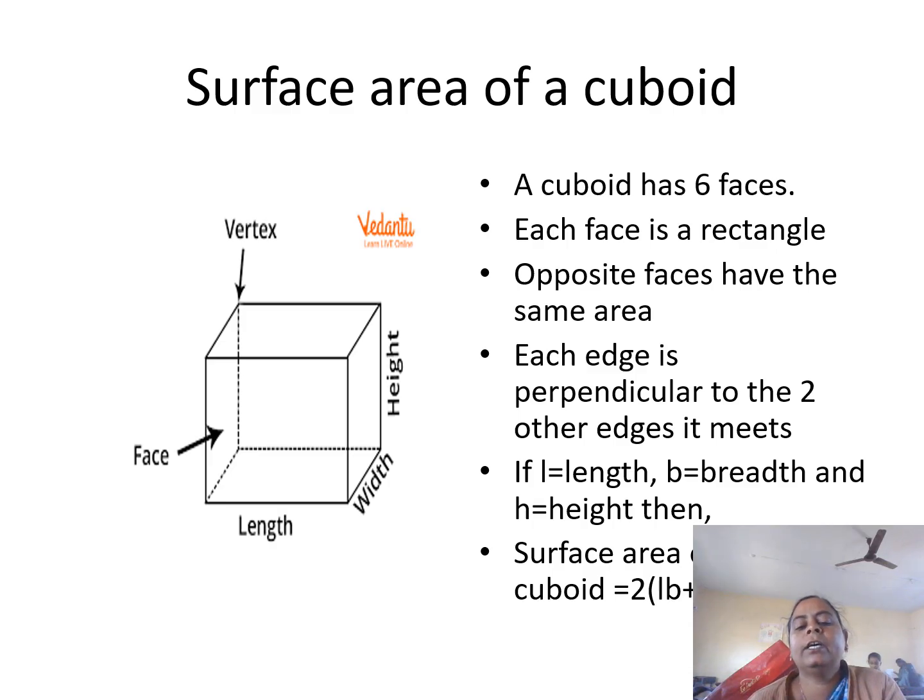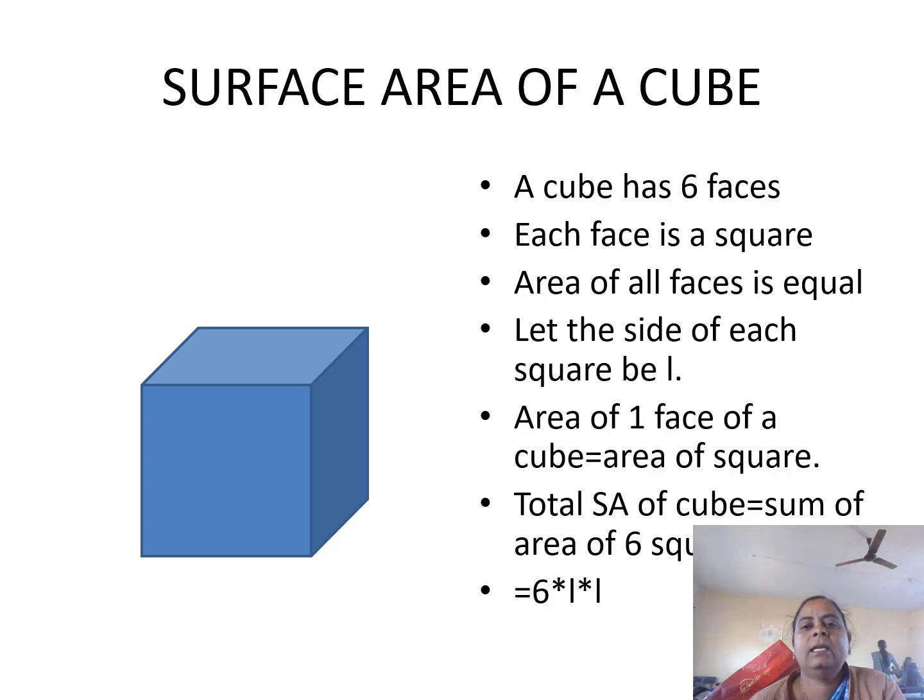Now suppose L is the length, B is the breadth and H is the height, then the surface area of the cuboid can be calculated by the formula 2 into (length into breadth plus breadth into height plus height into length). On the next slide, you can see the diagram of a cuboid.